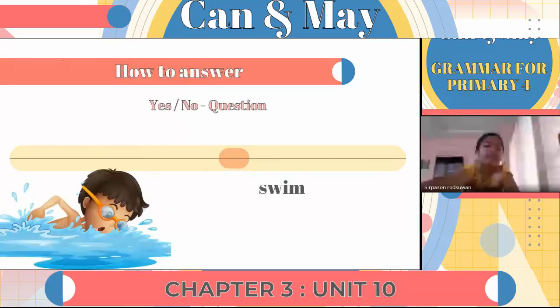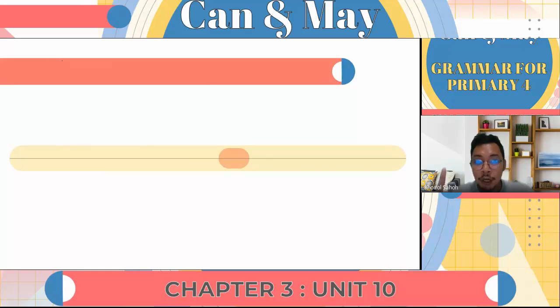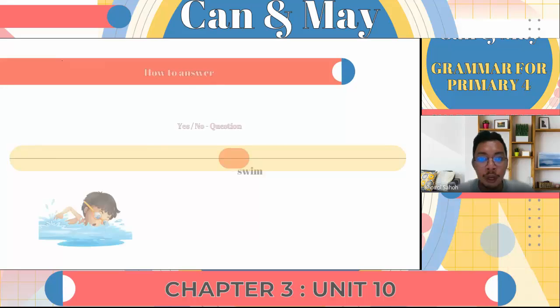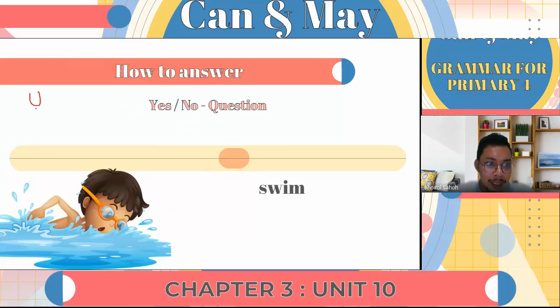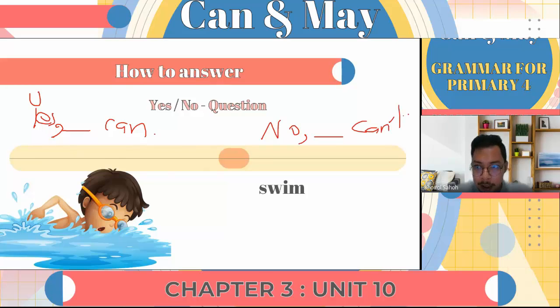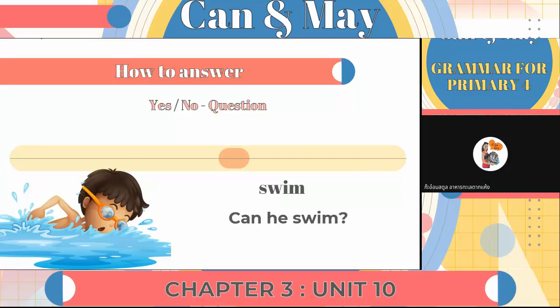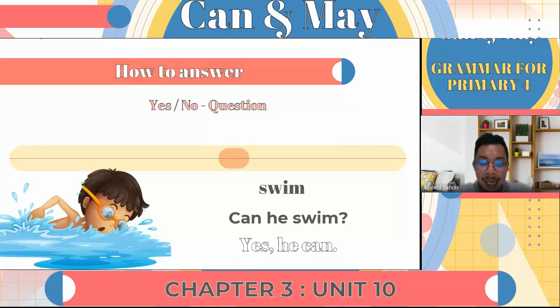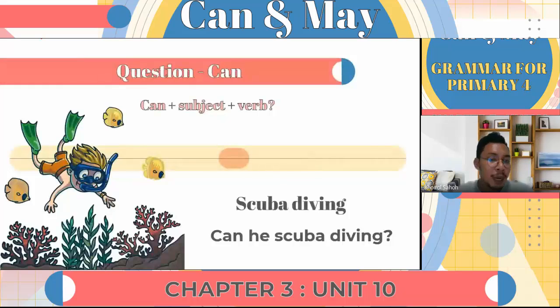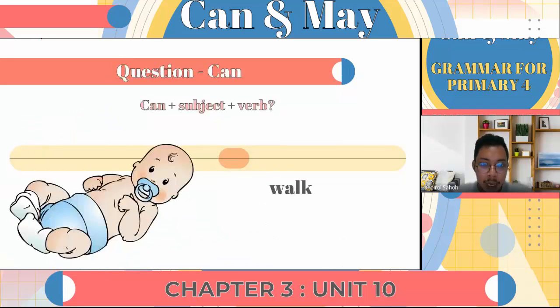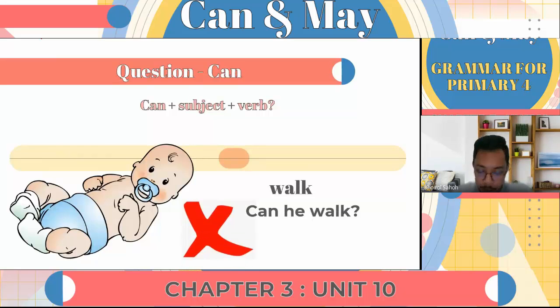Can she drive? So these are yes/no questions. You've got two ways to answer this kind of question: yes and no. If you answer yes, it is the subject first and then can. If you answer no, it is the subject first and then can't. For example, this picture has no cross, so can he swim? Yes, he can. He can swim, right? Can he scuba dive? Yes, he can. Very good. Next one. Can he walk?